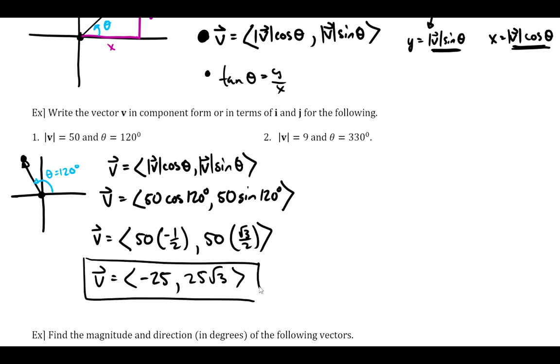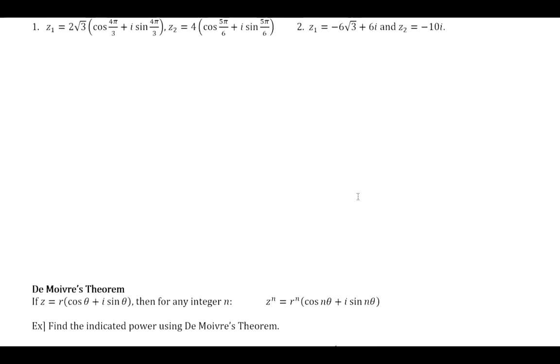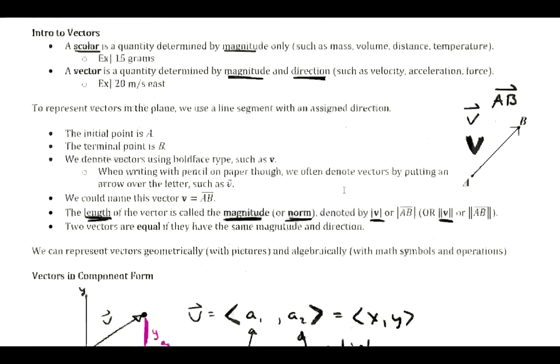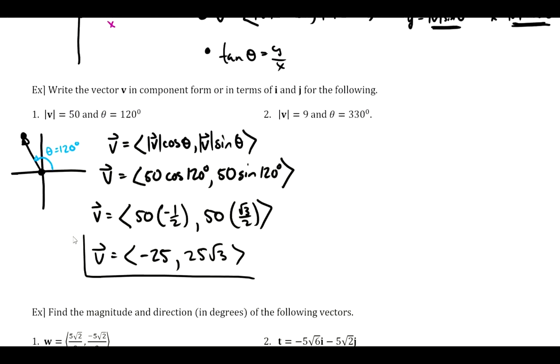Oops, I pushed a button and it went weird. Let me scroll. Okay, my final answer is right there, and that's in component form. Again, if we want to, we can put it in terms of i and j: negative 25i plus 25 radical 3j. It's up to us which way we want to do it. I'm going to box that too.